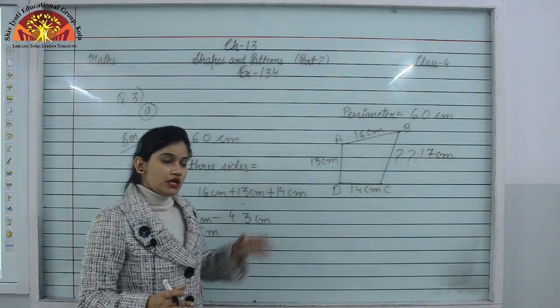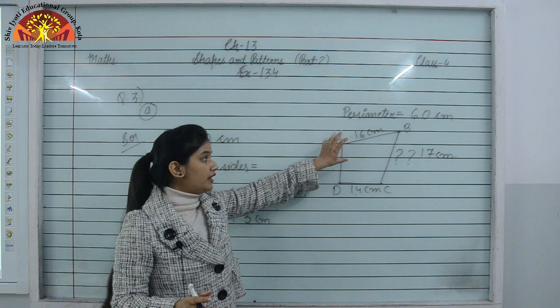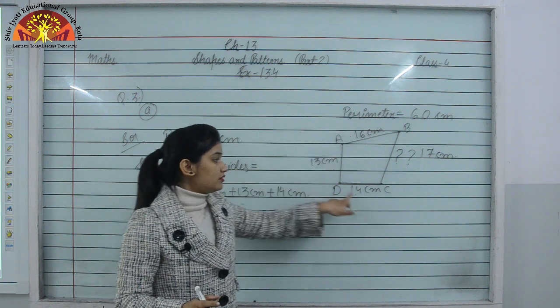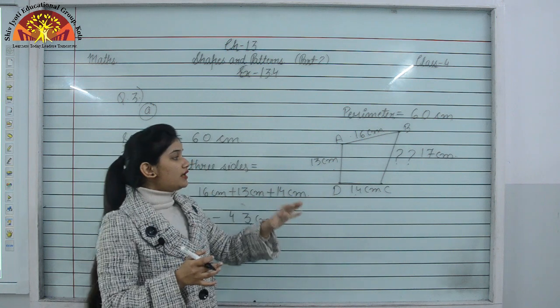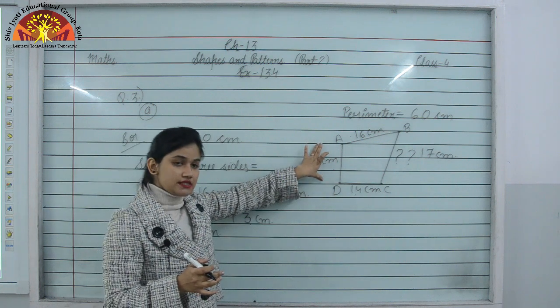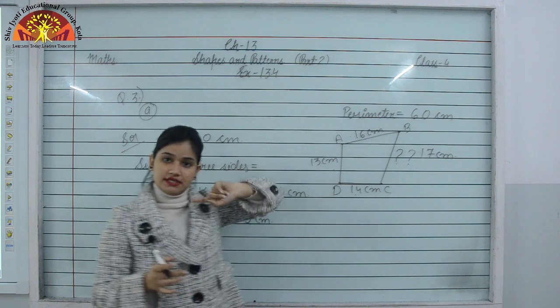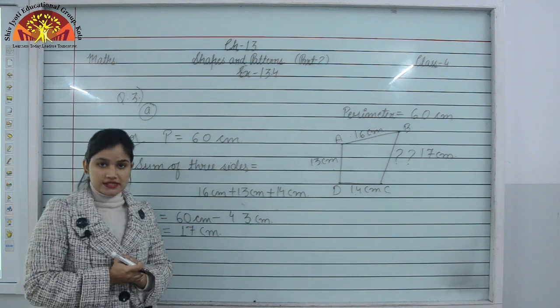Is it clear students? You will see the perimeter. Then you have to see the 3 sides which are given in the question. You will find the sum of these 3 sides. Then you will subtract the sum of these sides from the perimeter. Is it clear? In this way you can find the missing sides.